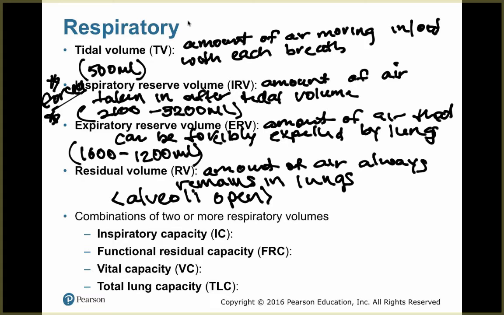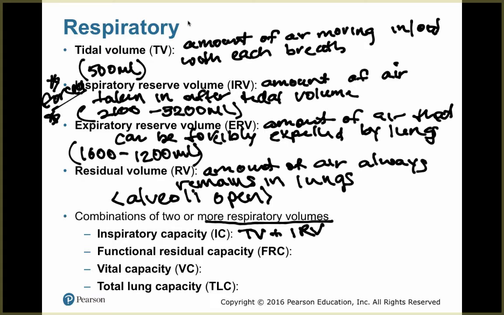So the inspiratory capacity, you can look at respiratory volumes by essentially calculating. This is the tidal volume plus the inspiratory reserve volume. So the amount of air that you move in and out with each breath plus the amount of air taken in after your tidal volume. That's the total amount of air you can bring in, both naturally and forcibly.